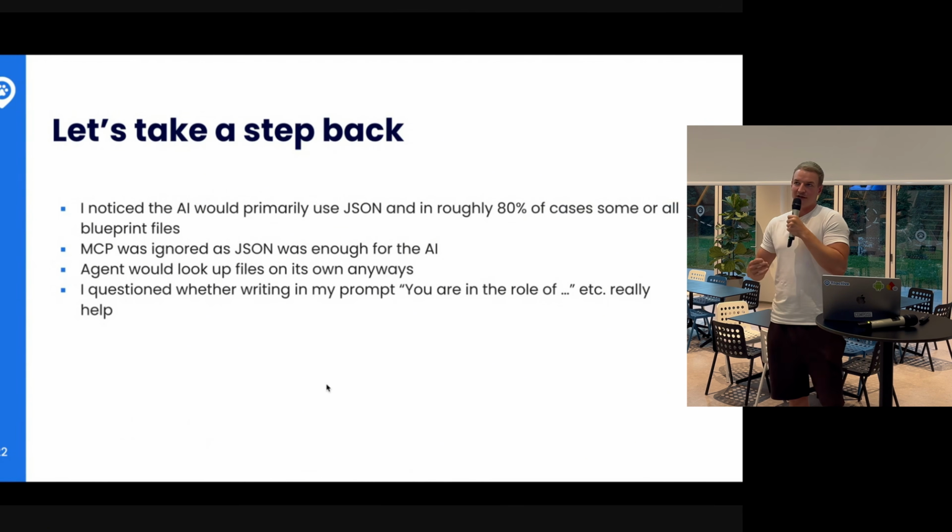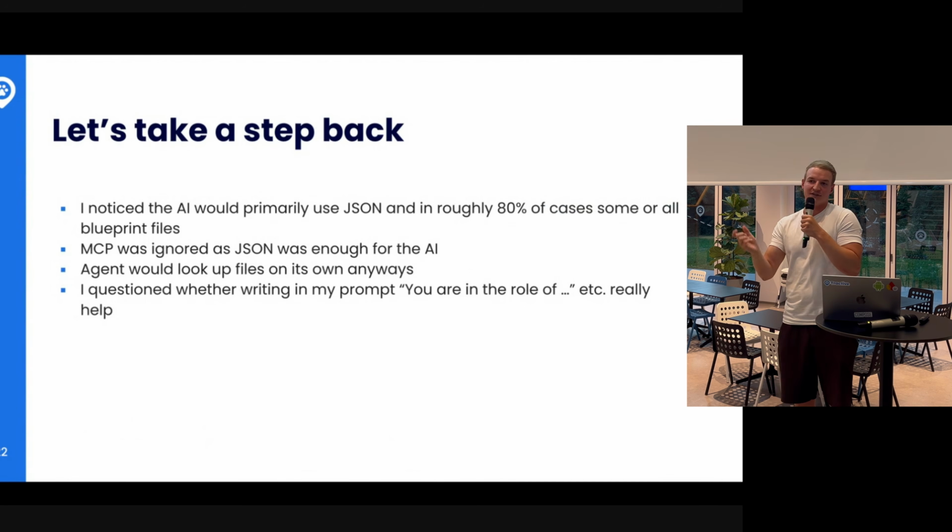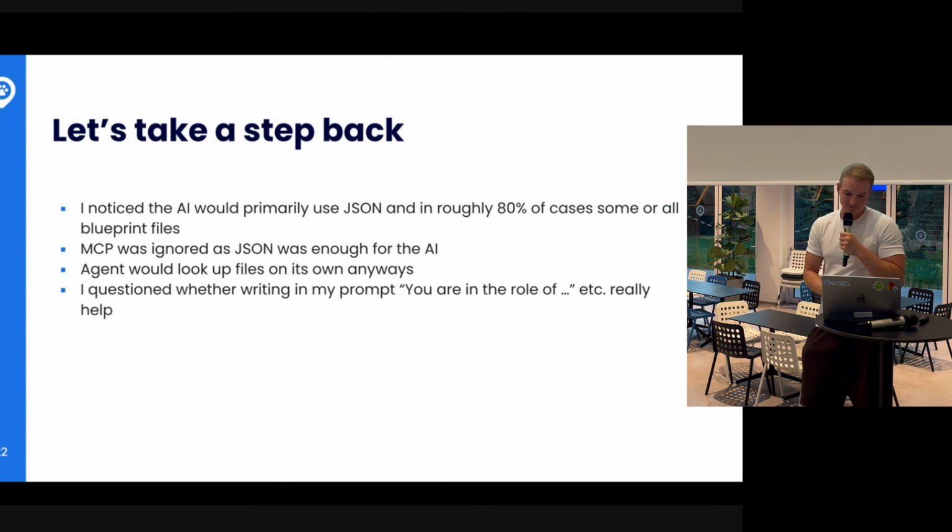So for example, if I told in the blueprint file, hey, there's this button component defined like this, it would sometimes even ignore it and just look up the DS button component on its own.